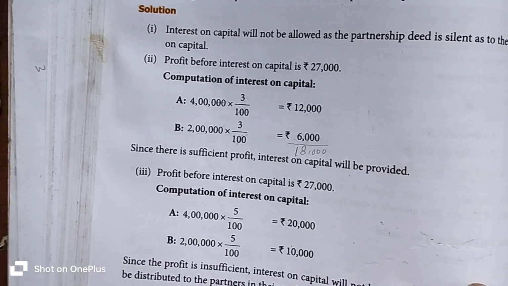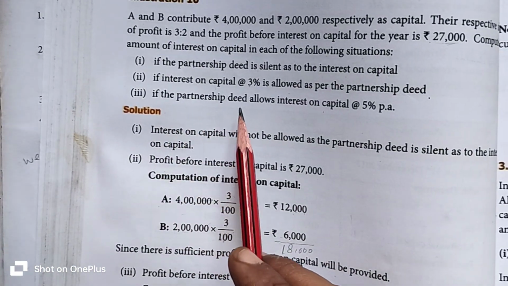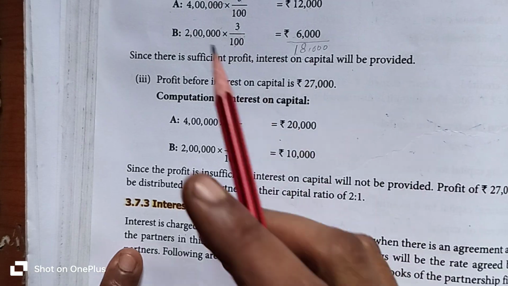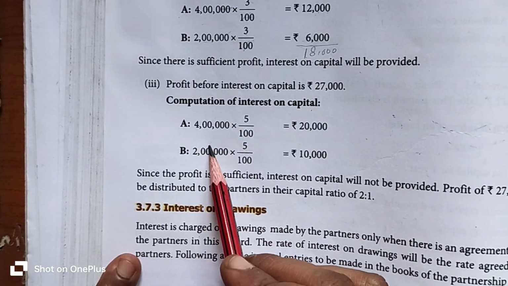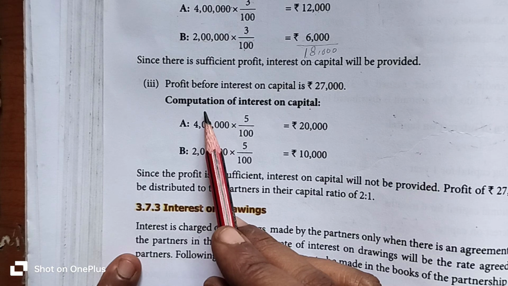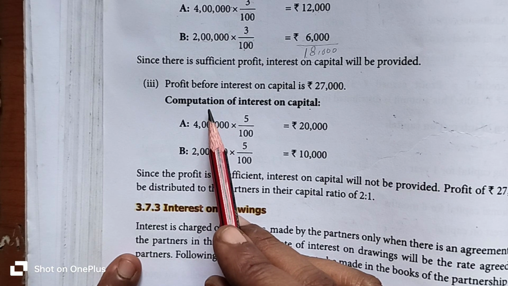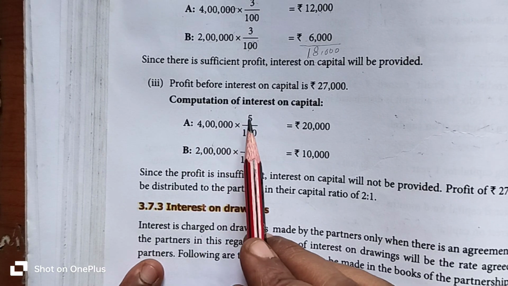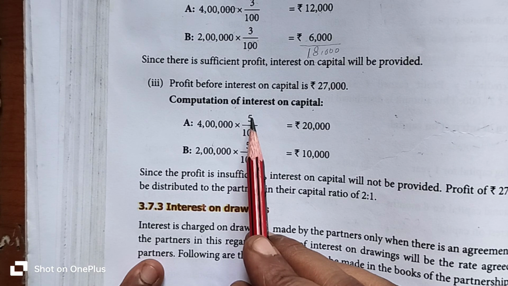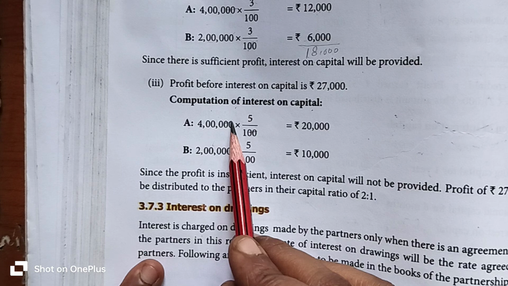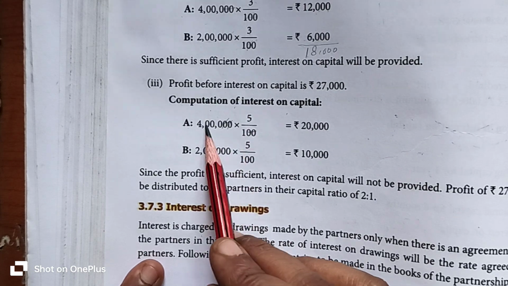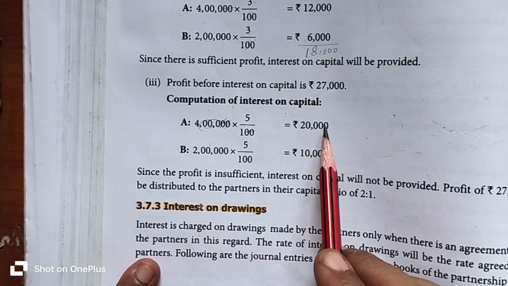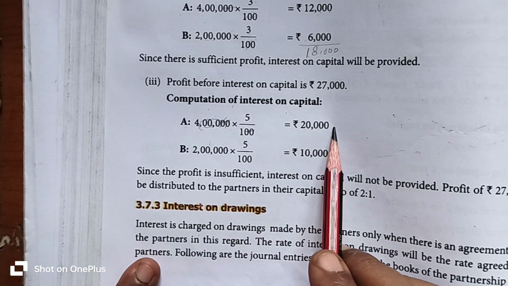Then third situation, if the partnership deed allows interest on capital at 5% per annum. So how can we calculate interest on capital for both A and B partners? We have to first write the format. What is the format for interest on capital? Amount of capital into rate of interest. A's amount of capital is 4 lakh rupees and the rate of interest is 5%, means 5 by 100. Then we have to cancel this 20 for this 20. 5 4s are 20, remaining 30 we have to add here. So 20,000. A's interest on capital is 20,000 rupees.